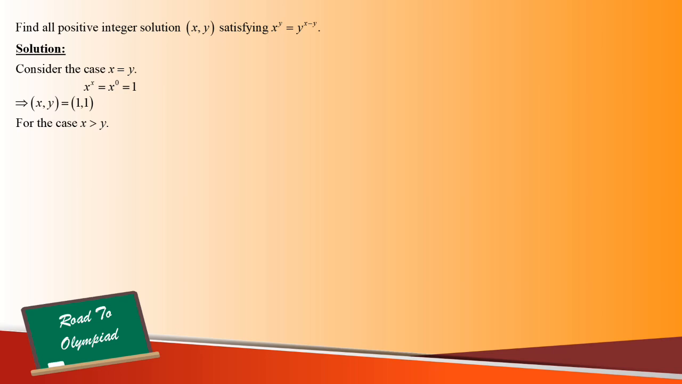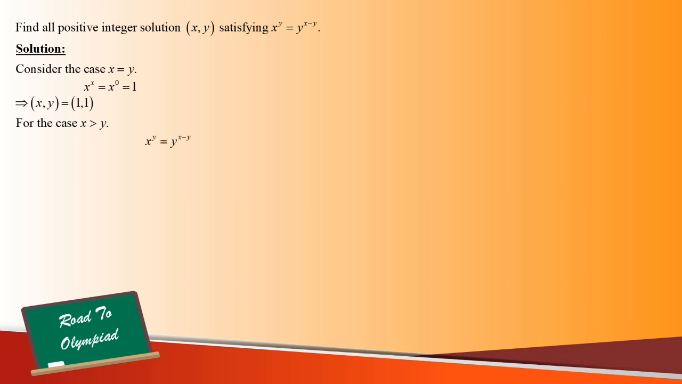Usually, we need to consider the case when x is not equal to y, but we do not consider x smaller than y here, because that will make the power x minus y a negative number, which gives the right hand side to be a fraction unless y is equal to 1. x minus y cannot be a negative number because this will result in the right hand side being a fraction, but the left hand side is still an integer. Also, it is not possible for y to be equal to 1, as x smaller than y will not give a positive integer x solution.